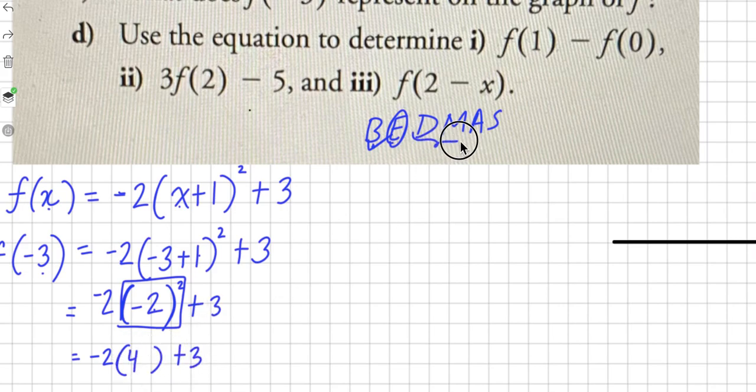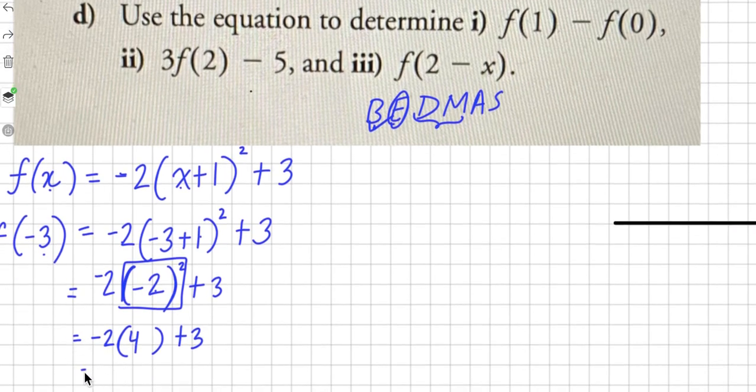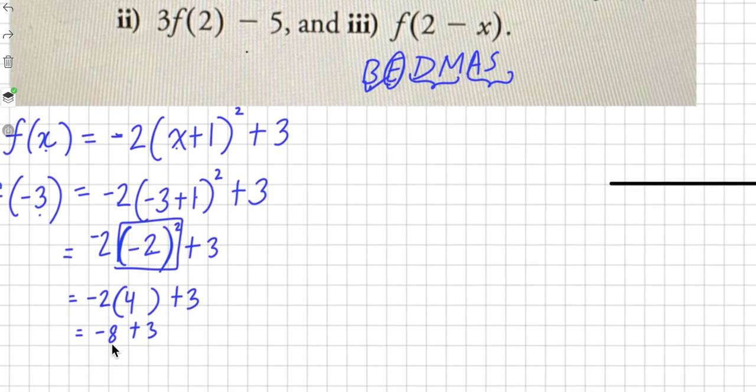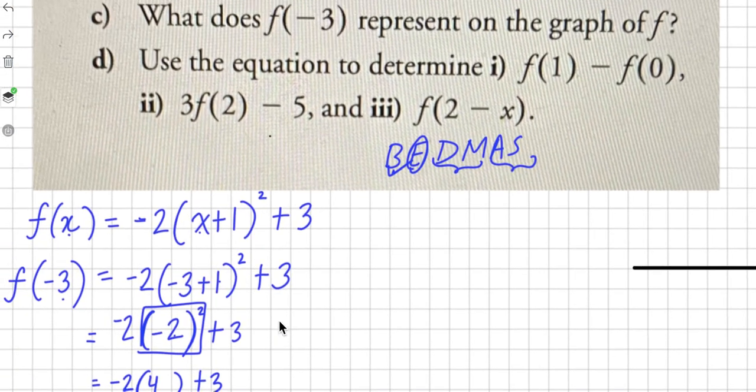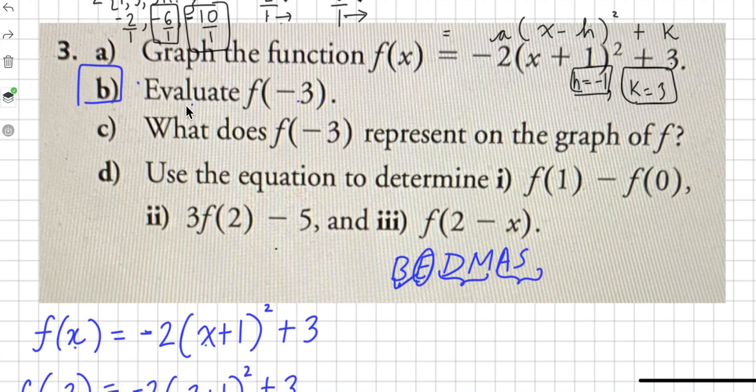Next up says divide or multiply, whatever comes first. So it's multiplying right now. Negative 2 times the 4 is negative 8. Then there is a plus 3. And finally, add or subtract, whatever comes first. So this is negative 8 plus 3, which is negative 5. So what does it say here? When f of negative 3, y is going to be negative 5. So when x is negative 3, y will be negative 5. That's the answer we got for the B part. We are done with that.